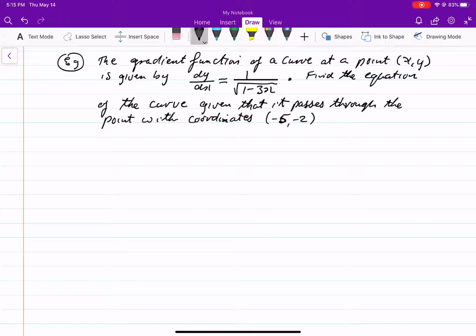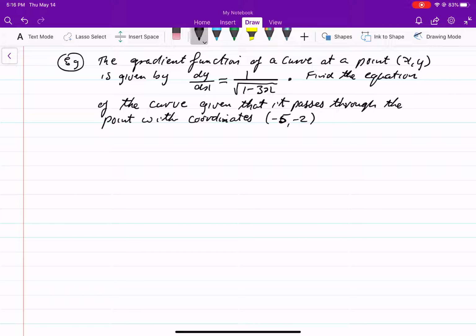So the gradient function of a curve at a point xy is given by dy dx is equal to 1 upon the square root of 1 minus 3x. Find the equation of the curve given that it passes through the point with coordinates minus 5, minus 2. Okay, so you're given dy dx and you want to find back y. How do you do it?